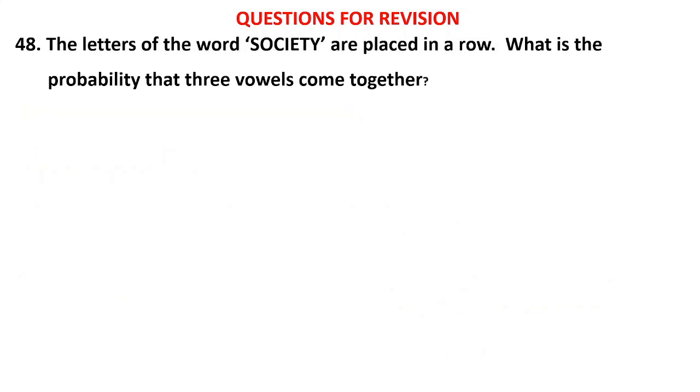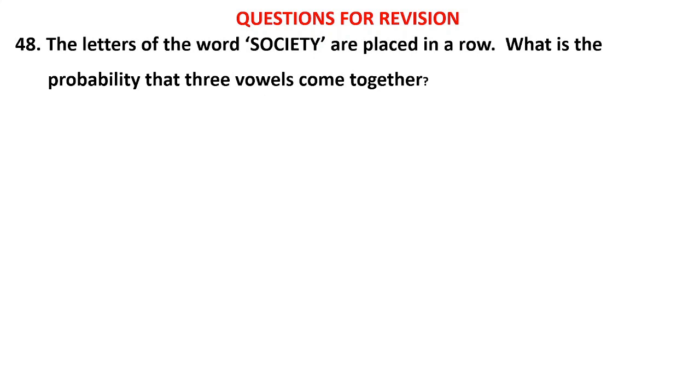Question number 48. The letters of the word society are placed in a row. What is the probability that the 3 vowels come together? Let us move on to question number 48. The letters of the word society are placed in a row. What is the probability that the 3 vowels come together?